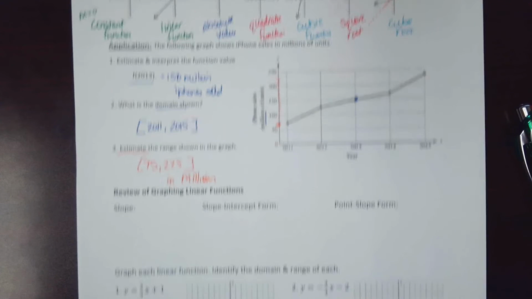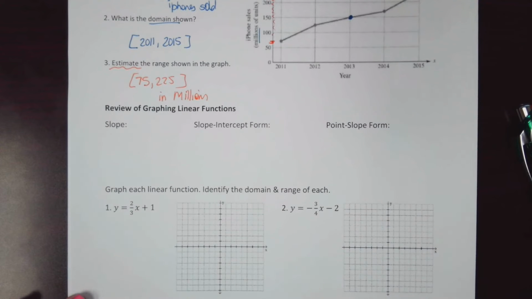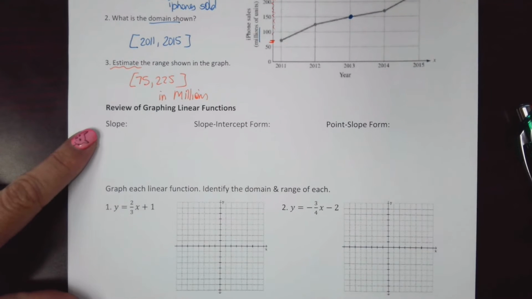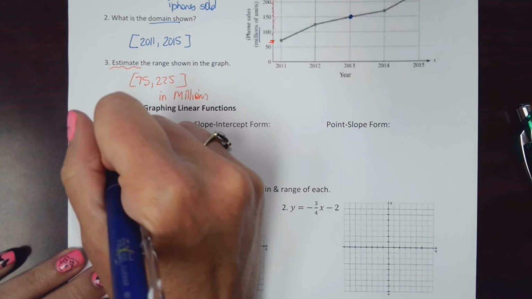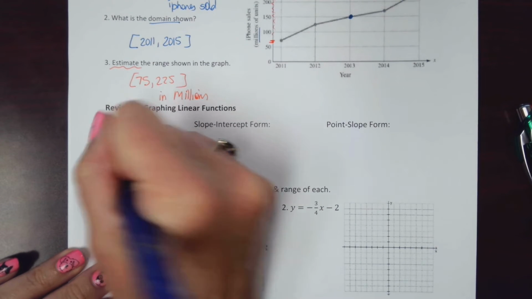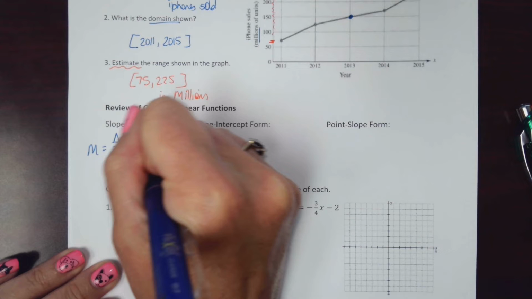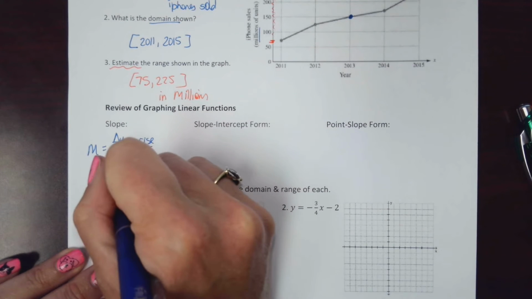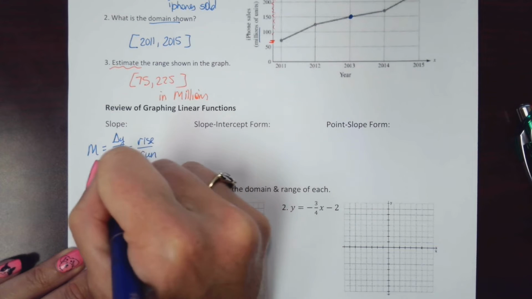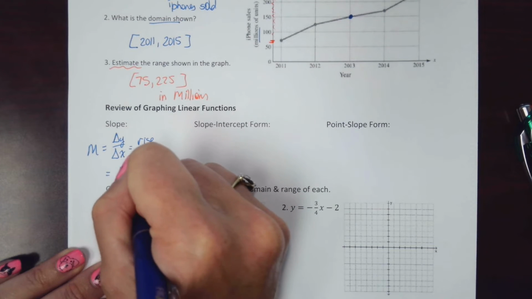All right. Review graphing our linear functions. Slope of a line. That equation, m equals change in y over change in x. We also talked about slope as rise over run. Or the more formal definition of slope, y sub 2 minus y sub 1 over x sub 2 minus x sub 1.